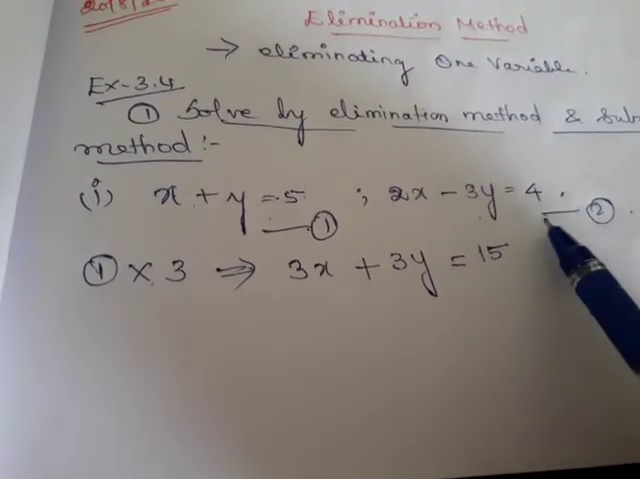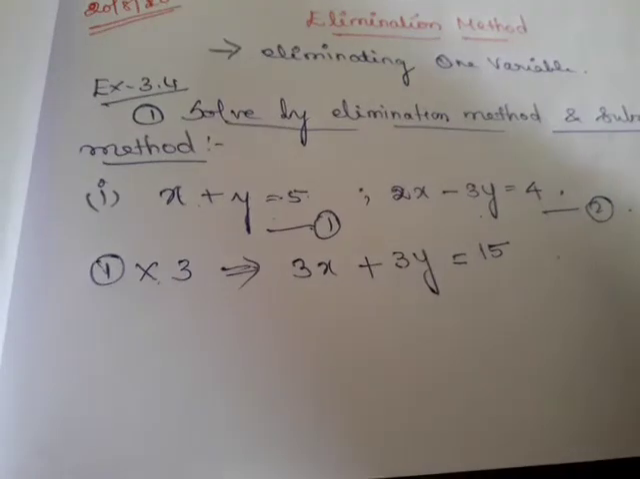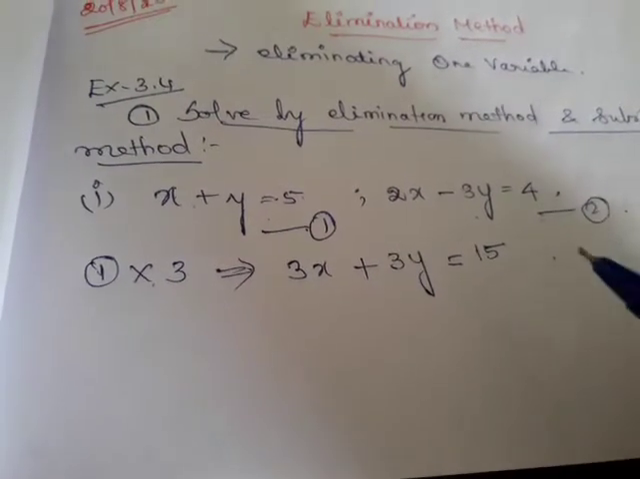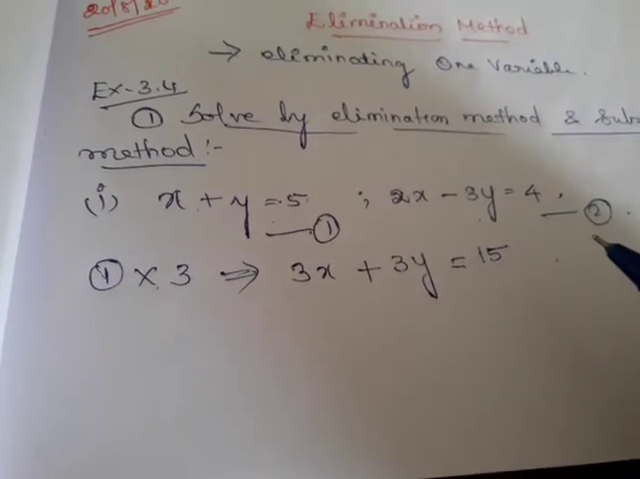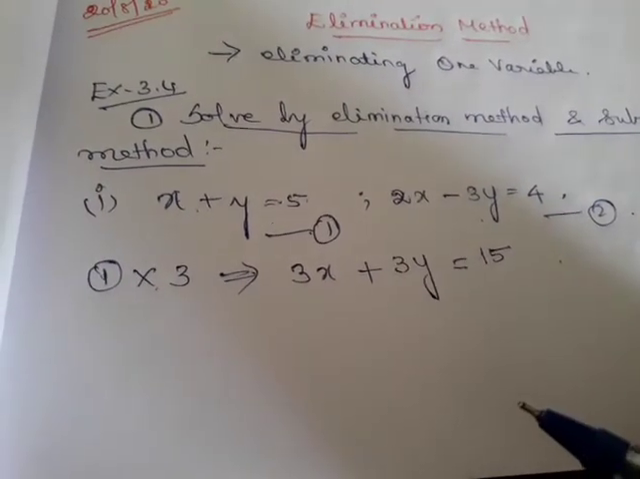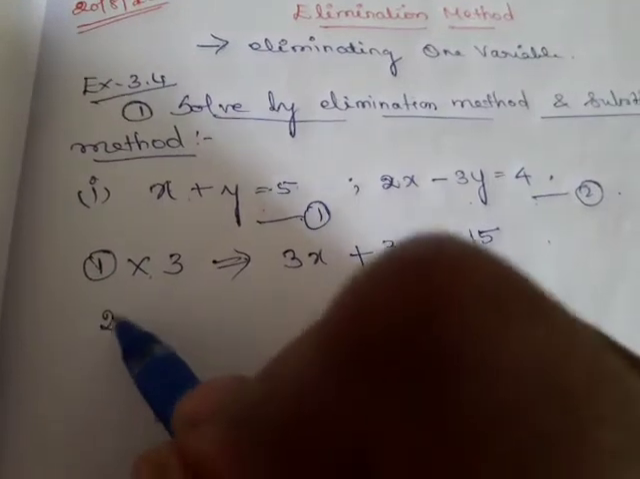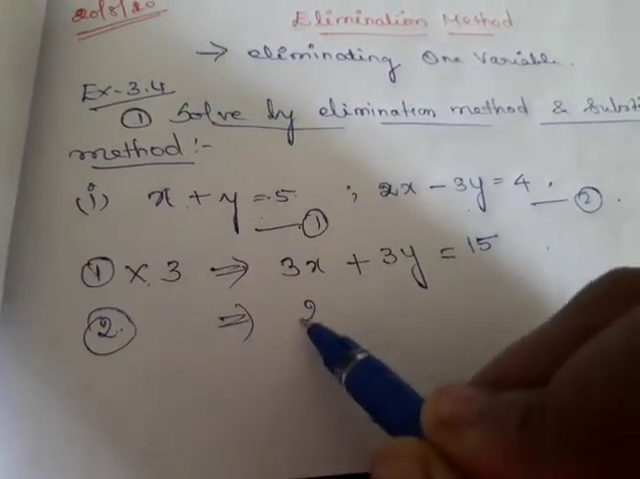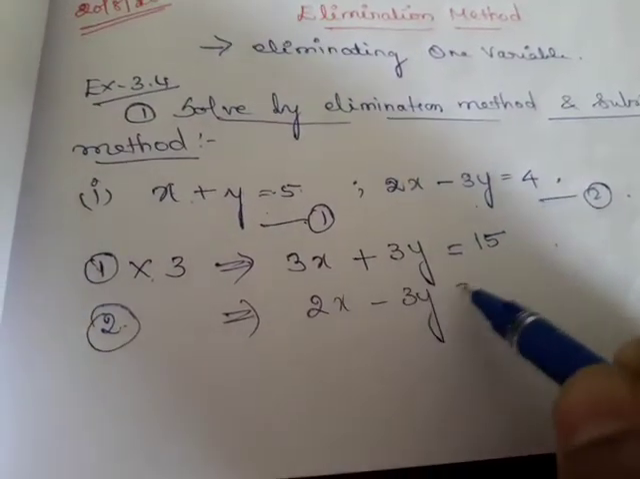If it is necessary in other problems, you can perform manipulation on the second equation as well, so as to bring the coefficient of a particular variable in both equations to be the same, right? Now I am going to write the second equation as such: 2x minus 3y equals 4.